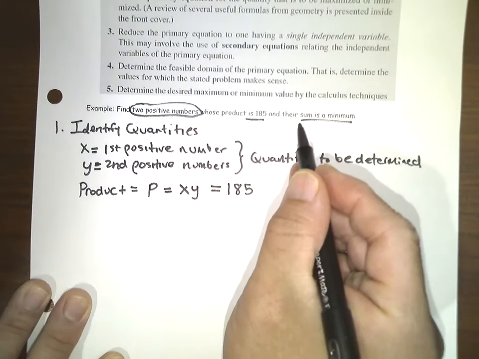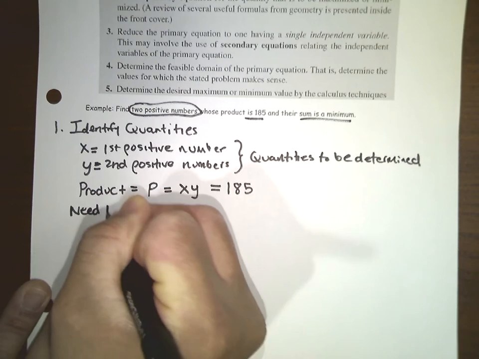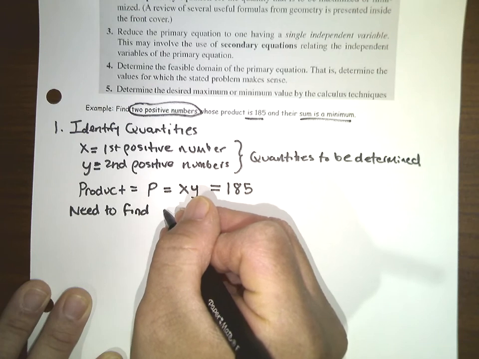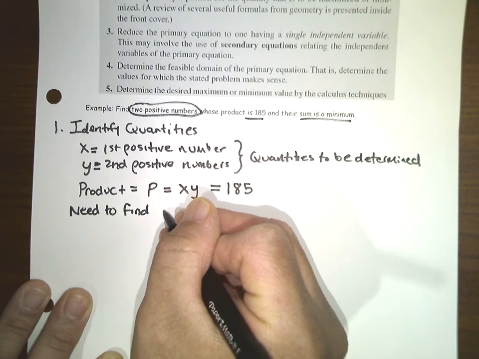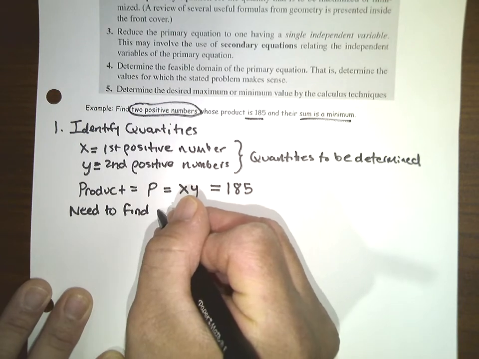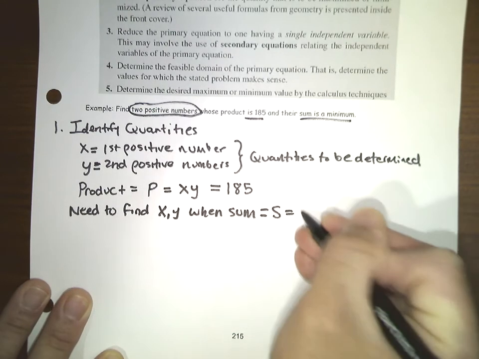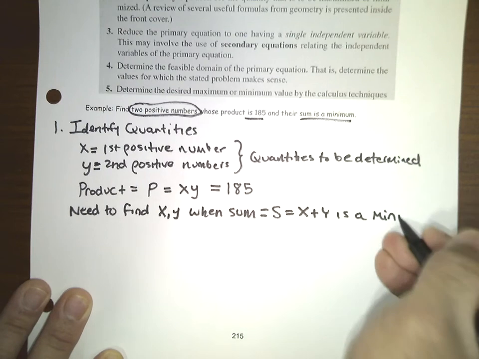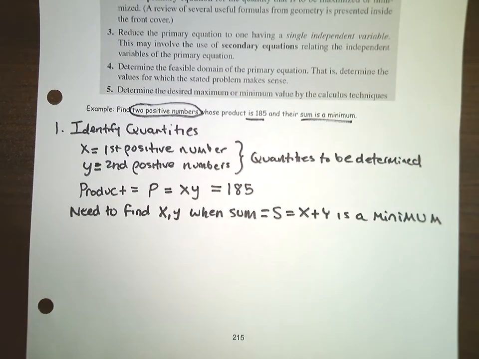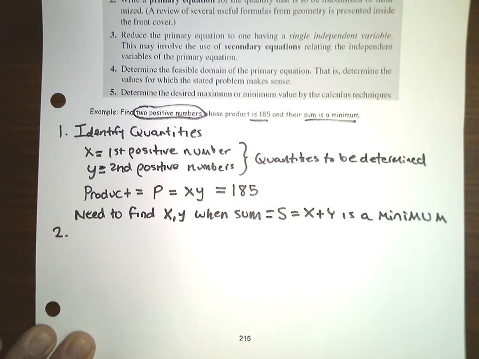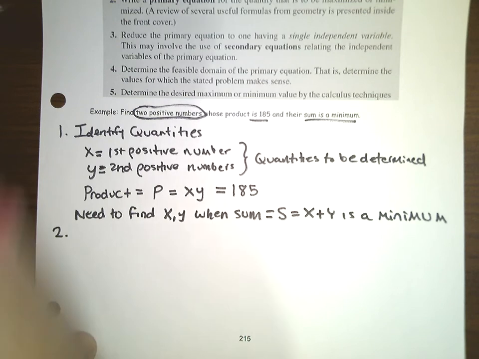And then we want their sum to be a minimum. So we need to find the two numbers where the sum x plus y is equal to the minimum. We need to find the x and the y when the sum, and I'll call it s for sum, is equal to x plus y, is a minimum. All right, so now that I have the variables set up, I'll go to step two. Again, if you have any questions along the way, please just ask. Right now I'm just writing down everything that is given in the problem, but I'm trying to translate it to algebraic expressions.